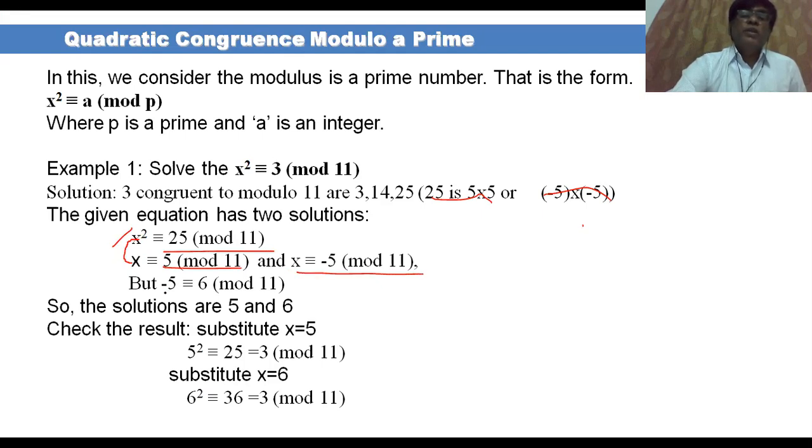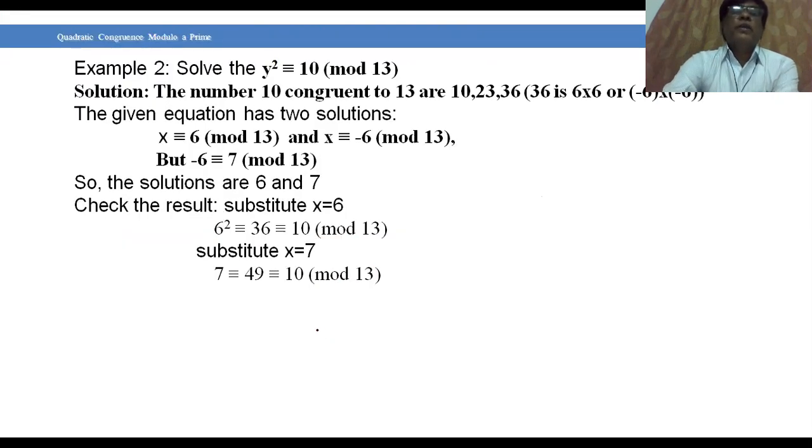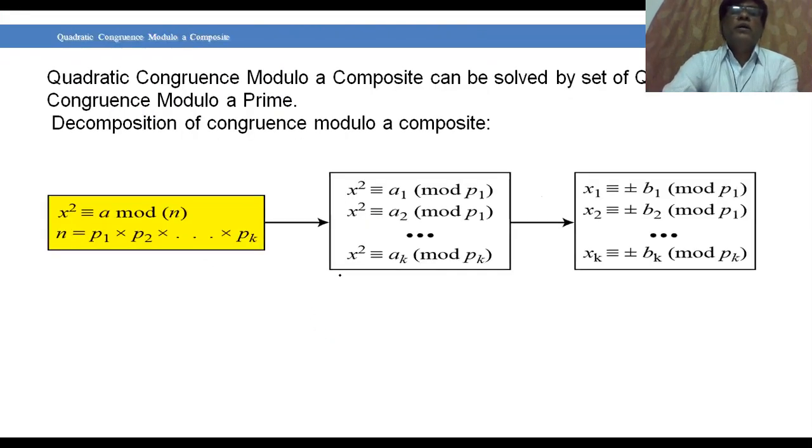Generally, in the multiplicative order, minus 5 is congruent to 6. That's why the x value can be 5 or 6. This is quadratic congruence modulo a prime. Next is quadratic congruence modulo a composite value.